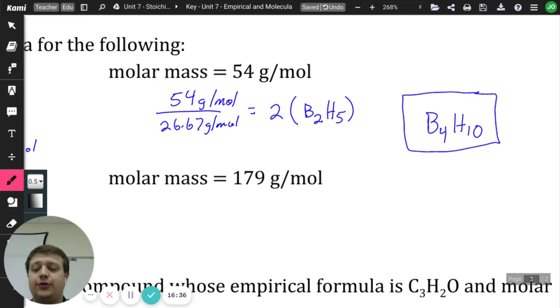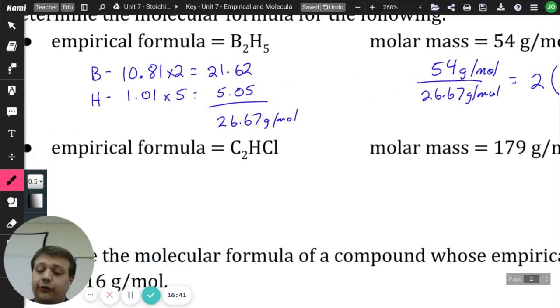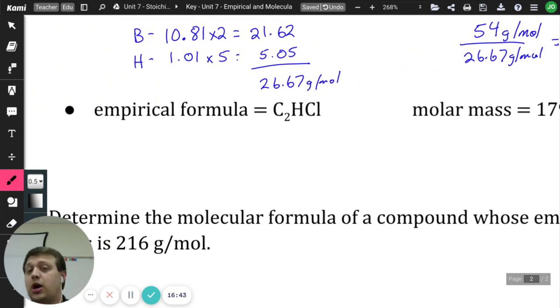I'm going to get 10 hydrogen. So my formula was B4H10. Okay? So I actually want y'all to give this one a try. Solve for the molecular formula for C2HCl. Okay? So pause your video, solve it, and then we'll go over it.